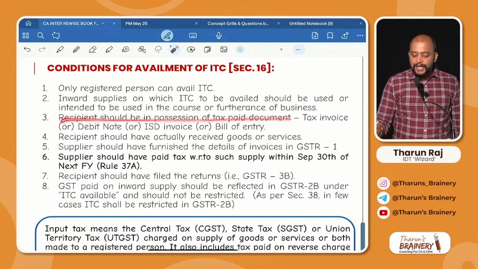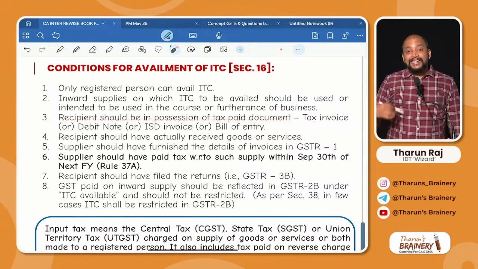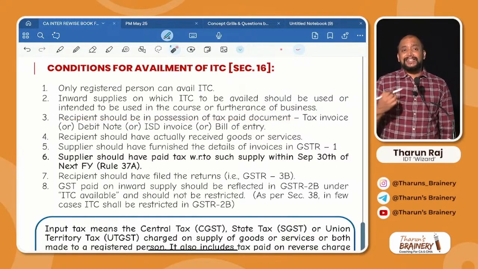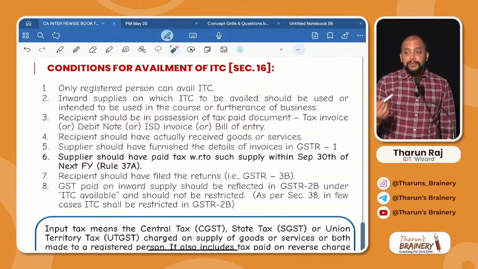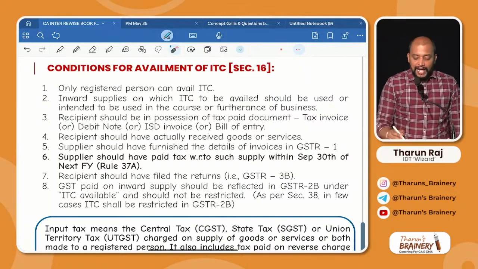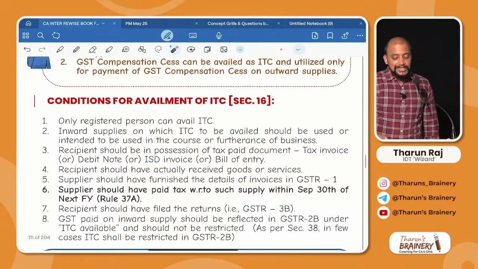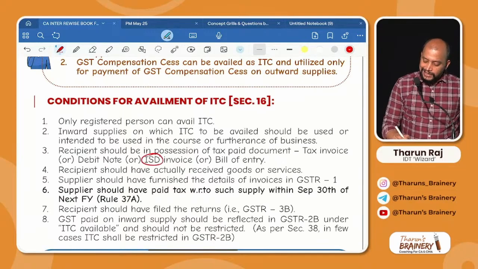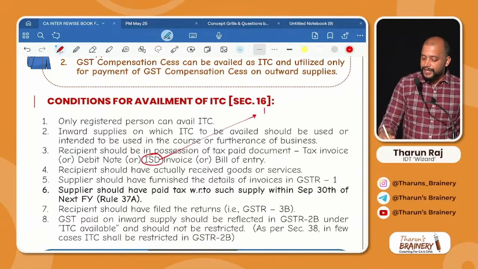Then the recipient should be in possession of a tax paid document. So tax paid document means what? Either tax invoice or debit note or ISD invoice or bill of entry. ISD means input service distributor. If you want, you write down there. ISD means input service distributor.